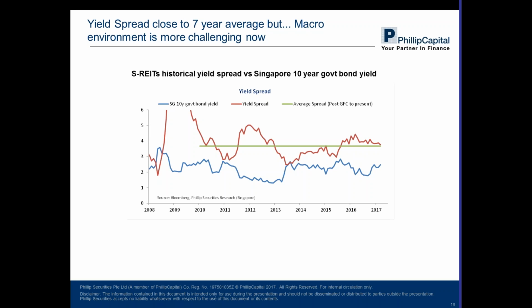So we use numbers to back this up. You look at the historical yield spread of the S-REITs versus the 10-year bond yield. That yield spread is the measure of the attractiveness of the sector versus if you buy a safe haven government bond. You look at that red line, that is the yield spread. Right now, we are very close to the green line. That green line is the 7-year average since post-GFC.